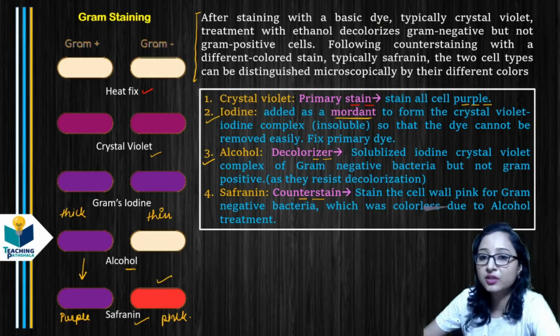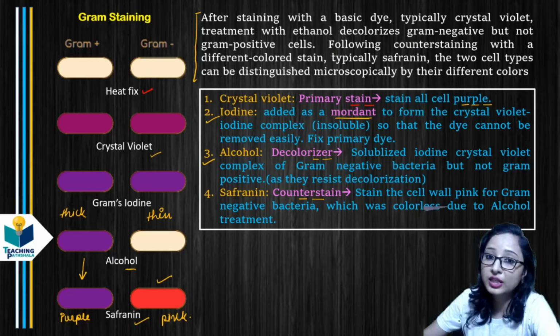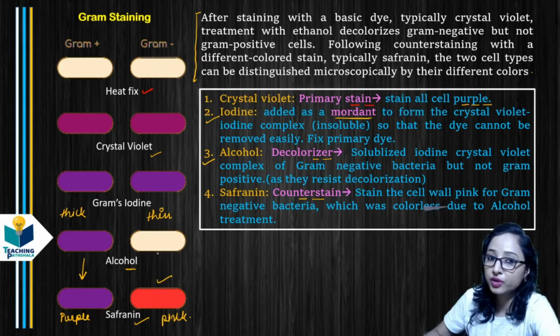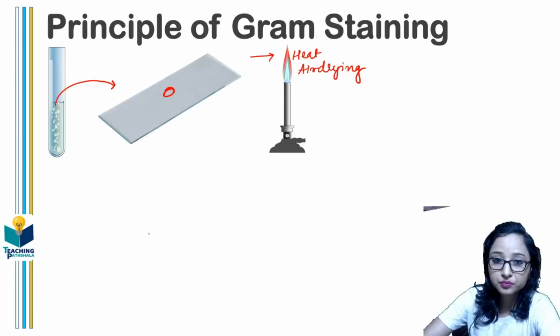That is, after staining with a basic dye, typically crystal violet, treatment with ethanol decolorizes a gram negative but not the gram positive cell. Following the counter staining with a different colored stain, typically safranin, the 2 cell types can be distinguished microscopically by their different colors. So that is what we have just explained with the help of this particular diagram.